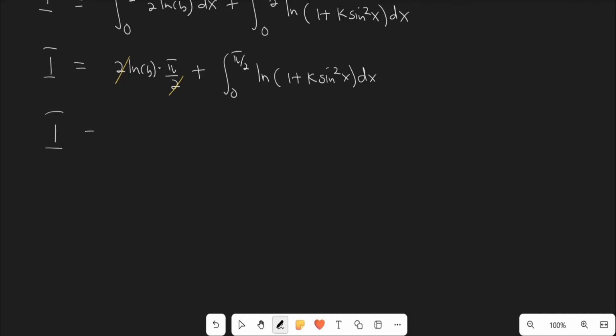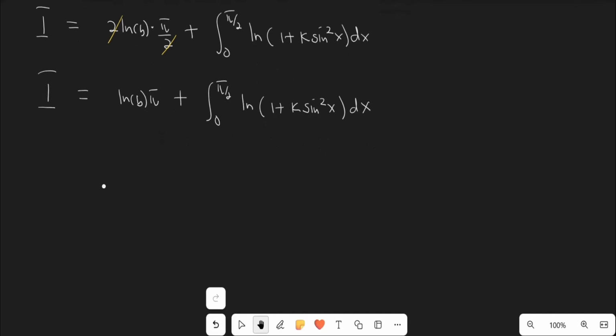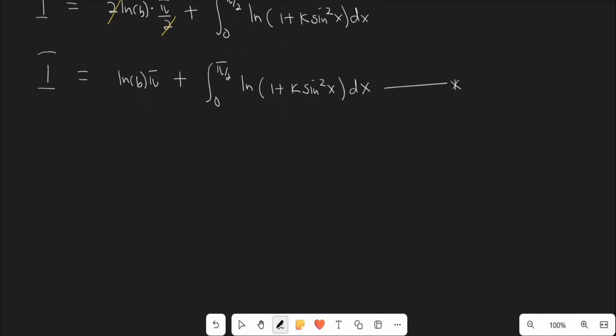So you have I equal to pi times the ln of b, or ln of b times pi, plus the integral from 0 to pi over 2 of the ln of 1 plus k times sine squared of x, and then dx. So the next task is to solve this. Permit me to call this one equation star. Now let's tackle this one.